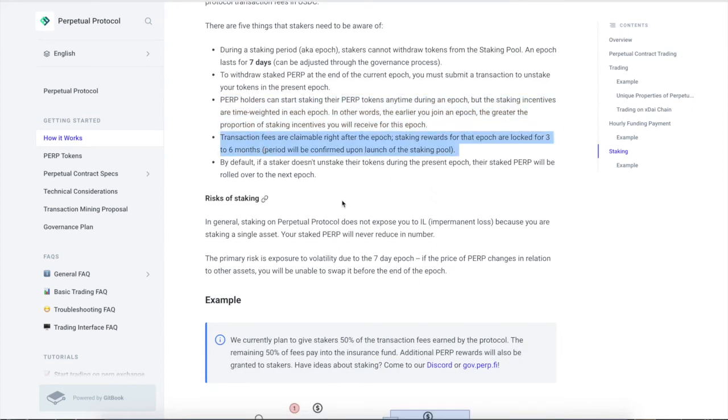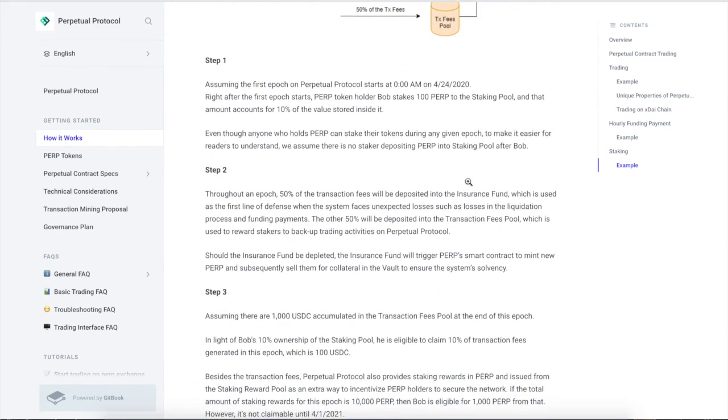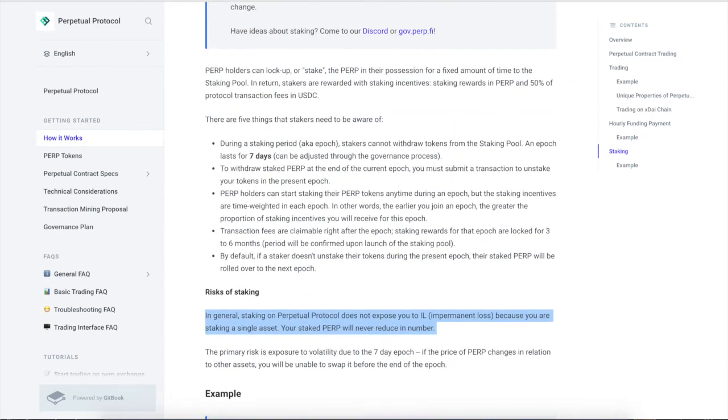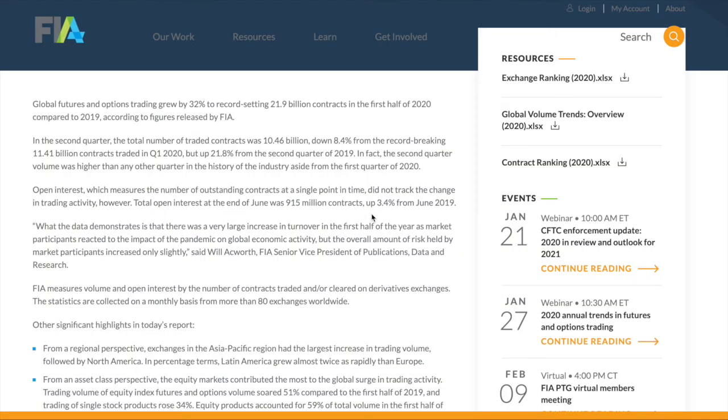Transaction fees are claimable right after the epoch. So as soon as it ends, you can claim the staking rewards, but they are locked for a 3 to 6 month period. Keep this in mind: when you unstake in the present epoch, your staked perp will be rolled out to the next epoch. So it's not instant. Here are the risks of staking. You don't have the exposure to impermanent loss. We explained they use Balancer, which is really nice. It helps with that. A lot of projects do suffer from impermanent loss, and it's definitely a huge problem. If you don't understand it, check it out. Just Google a couple videos on what impermanent loss is, and it changes the way you think about staking.